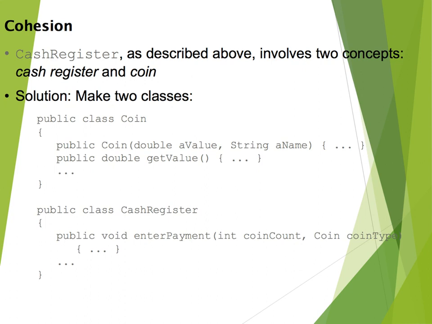In order to solve the problem that I just mentioned in the previous slide, which was cohesion, we can do the following. We can break the CashRegister class that you saw in the previous slide into two different classes, class Coin and class CashRegister. Then you can put all the features related to coins in the class Coin and put the rest of the features and methods that are completely related to cash register into class CashRegister.